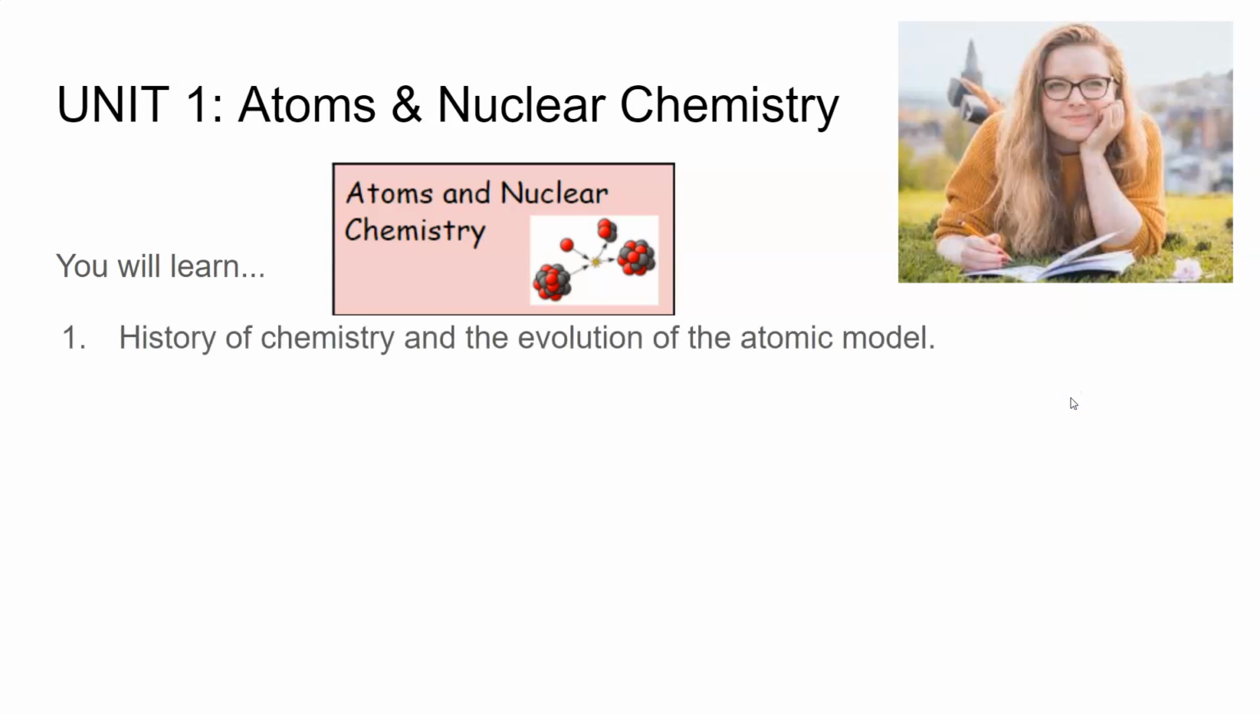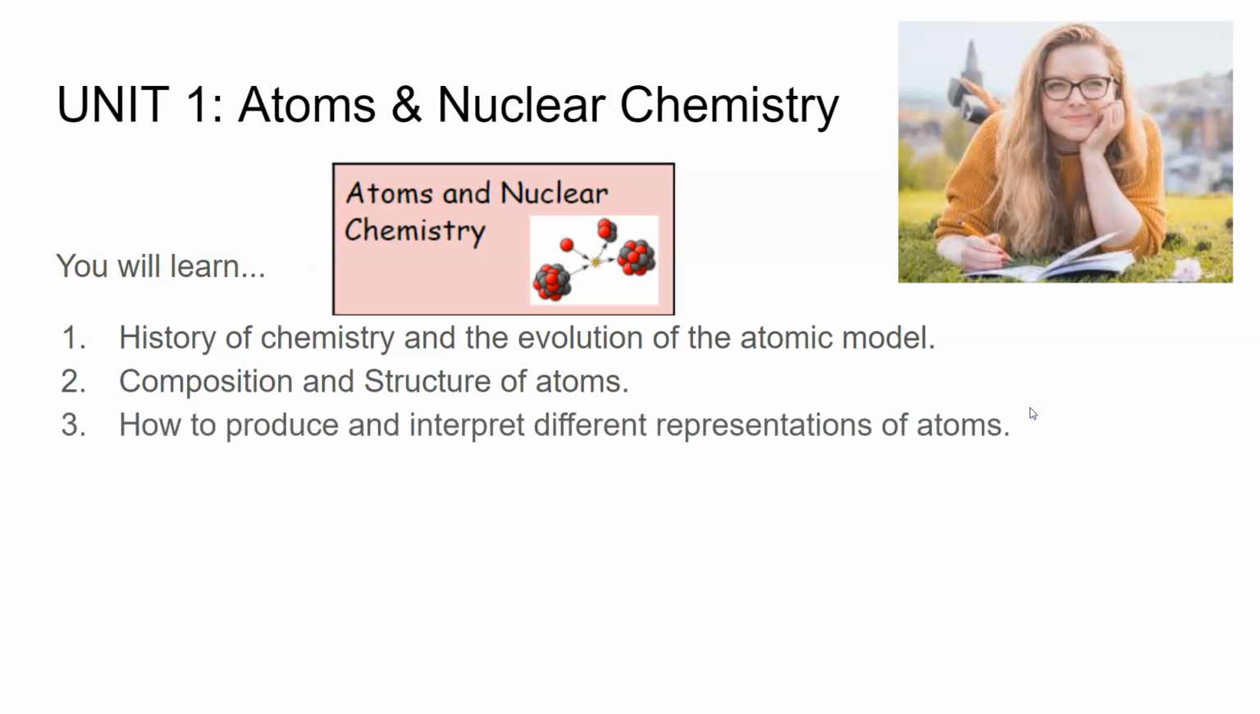Well, we're going to learn about the history of chemistry, like how the field of chemistry started, and the evolution of the atomic model. We're also going to learn about the composition and structure of atoms. Remember, composition is what the atoms are made of, and the structure describes how what the atoms are made of are arranged. So the arrangement of the atom's components.